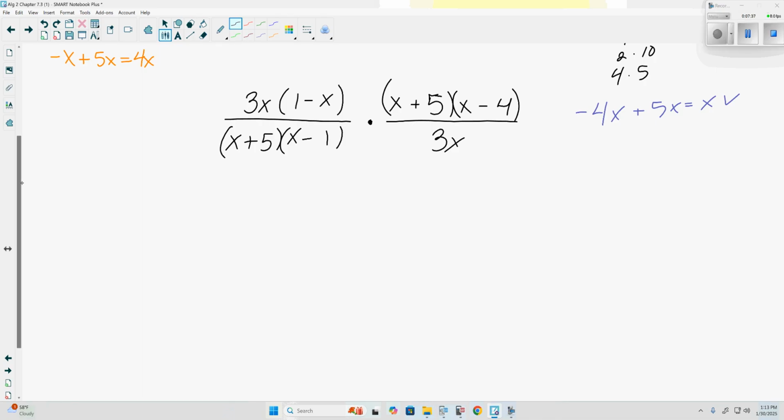Now at this point we're going to multiply them together. Whenever we have two sets of parentheses, like the x plus 5 and x minus 4 written next to each other, they're being multiplied, yes? So if we multiply everything on top, we do have 3x times our 1 minus x. It's being multiplied by our x plus 5 times our x minus 4. So we are multiplying them all together, but it just looks like we just smushed everything on top together. Same thing's true for the denominator, the bottom.